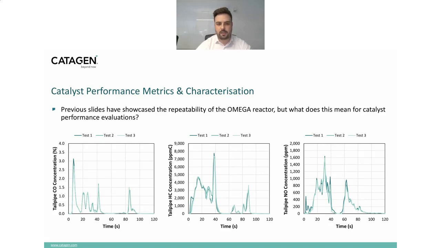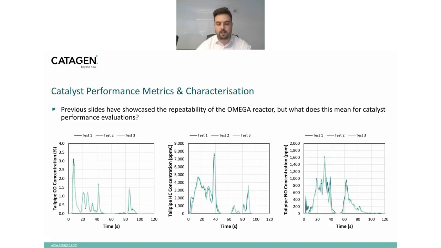So over the next few slides, I'm going to showcase how the catalyst actually performed across the 3 tests, and show that, again, we're seeing really excellent repeatability there. So on this slide, I have measured tailpipe emissions for CO, hydrocarbons, and NOx during the first 2 minutes of the drive cycle. So effectively during what could be classified as a cold start phase. So effectively, again, 3 test profiles shown here.